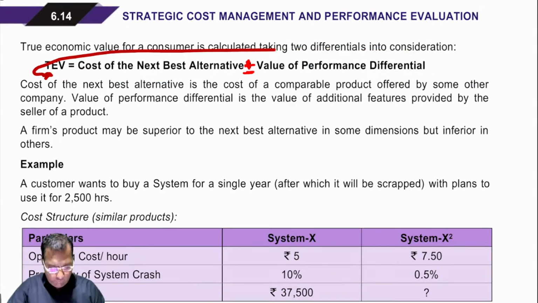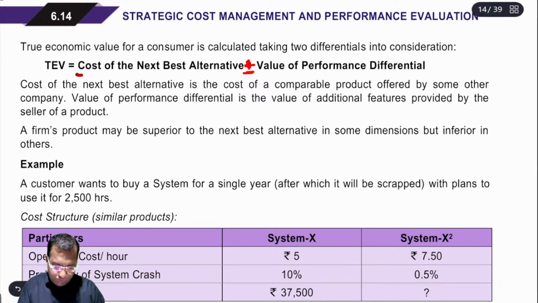Total economic value is equal to cost of the next best alternative, फिर प्लस का सिंबल भी चाहिए एंड माइनस का सिंबल भी. प्लस माइनस वैल्यू ऑफ परफॉर्मेंस डिफरेंशियल.